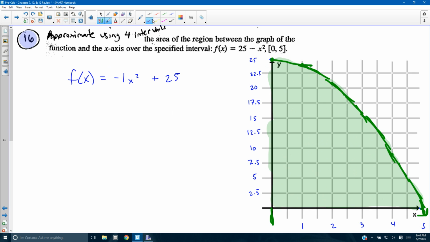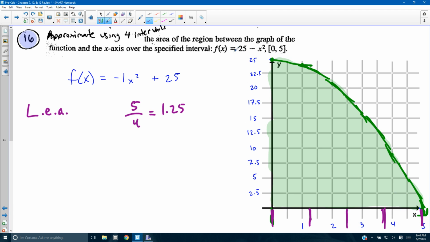4 intervals means we're going to create 4 rectangles here. I'll do 2 different sets. I'm going to do rectangles using what's called left endpoint approximation, meaning first let's splice this thing up into 4 rectangles of width 1.25, 1 1/4. We'll start here. We'll go 1 1/4 here. Another 1 1/4 from that is, let's see, half, 1 1/4 here. Another 1 1/4 is here. And finally, we end at 5 right here.